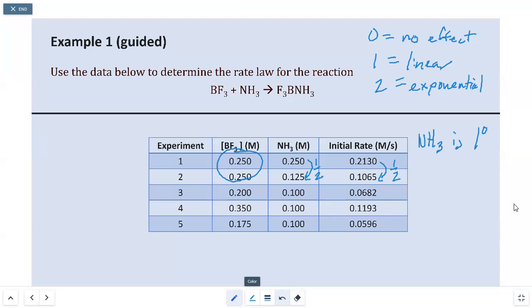Well, if we look at reaction 4 and 5, we can see that ammonia has been held constant. We've got the same half occurring for boron trifluoride, and the rate has gone down by half as well. And so the same logic would apply here. Half of one, half of the other. We're talking about a linear relationship between the two. Boron trifluoride is also first order.